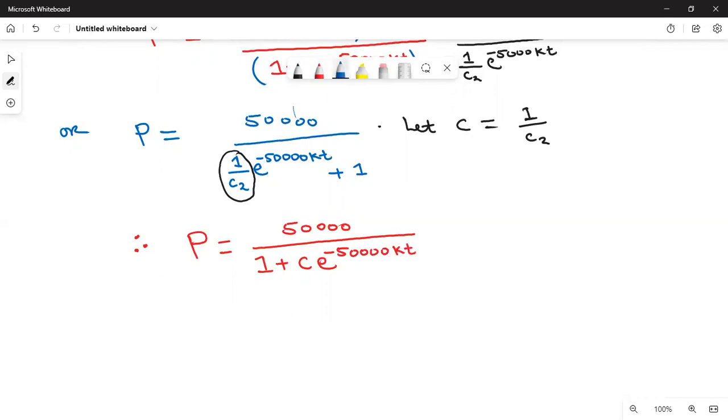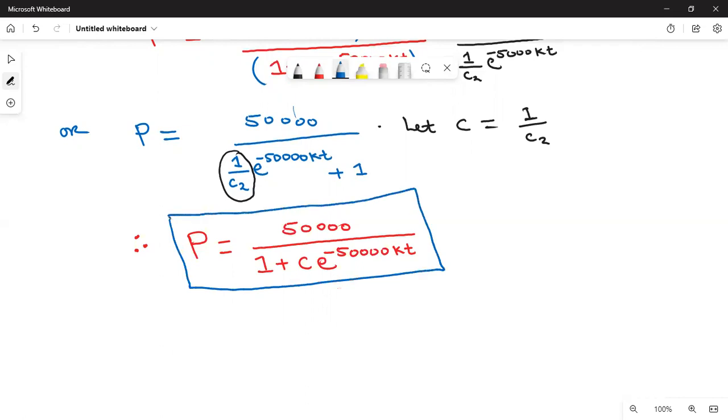So this is the population at any time T. Remember, we have used the method of separable ODEs. You could also use Bernoulli's, simply integrating factor, solve as a Bernoulli's equation. I think it would be simpler than what we have done, but you are going to get the same answer. Now, let us find the value of K and also the value of C.